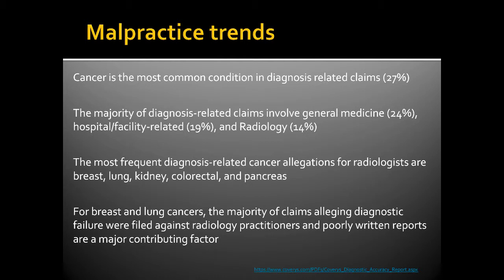Let's summarize some current malpractice trends. Cancer is the most common condition in diagnosis-related claims. The majority of diagnosis-related claims involve general medicine, hospital and facilities, and radiologists as the number 3 most common group at 14%. The most frequent diagnosis-related cancer allegations for radiologists are breast, lung, kidney, colorectal, and pancreas. For breast and lung cancers, the majority of claims alleging diagnostic failure were filed against radiology practitioners, and poorly written reports are a major contributing factor.